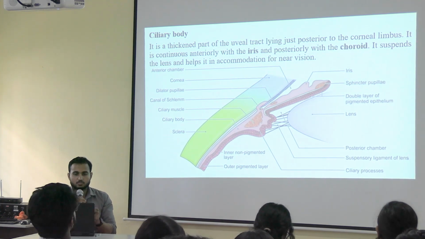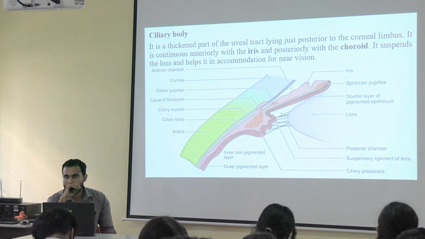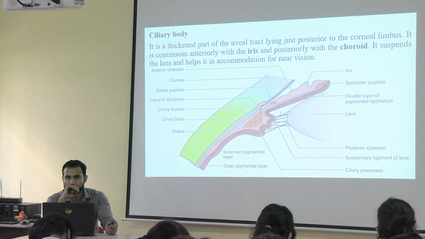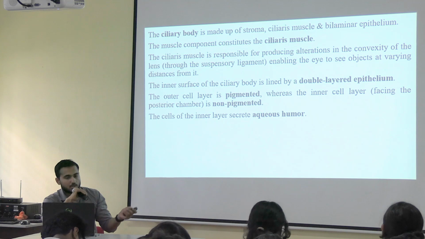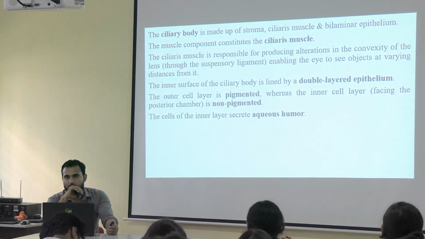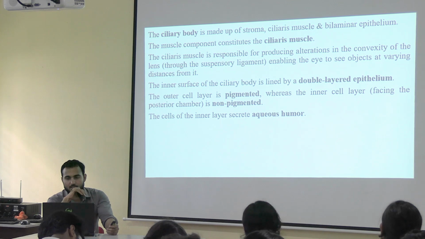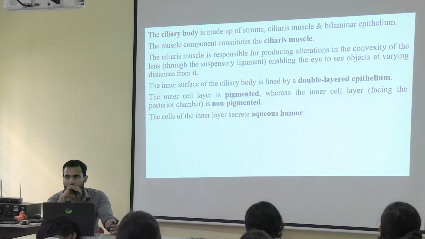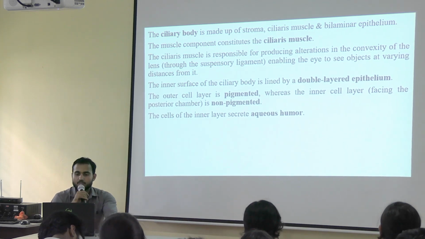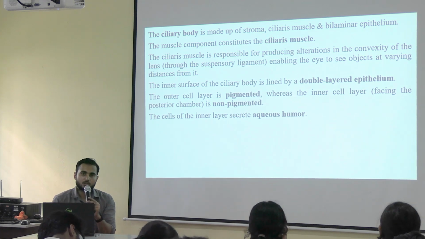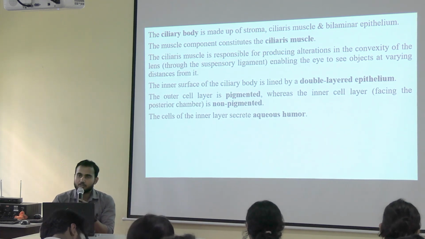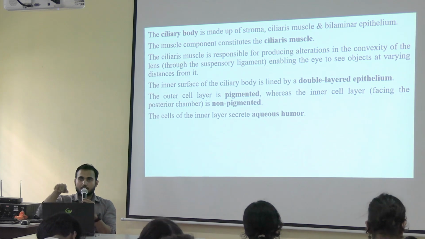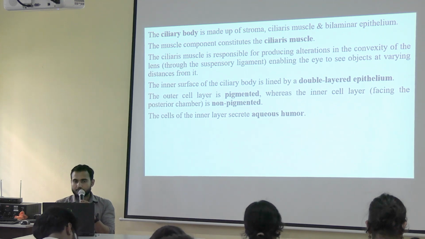Now, in the ciliary body, what is present? That means the microscopic structure and the function of the ciliary body that we have to know. The ciliary body is made up of three components: the stroma, ciliary muscle, and bilaminar epithelium. Bilaminar means two layers of epithelial cells are present. First a stroma will be there, and the main bulk of the stroma will be made up of the ciliary muscle, covered by bilaminar epithelium.